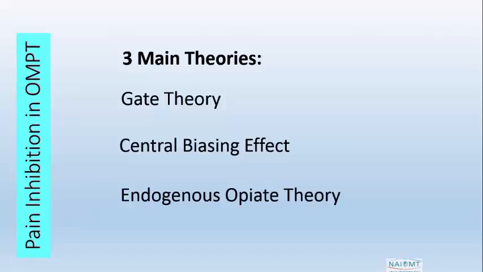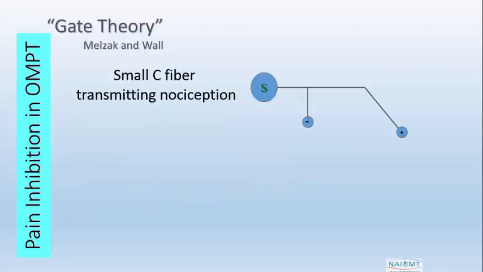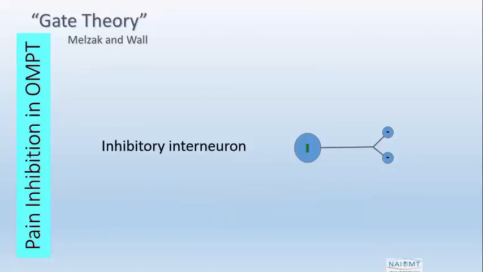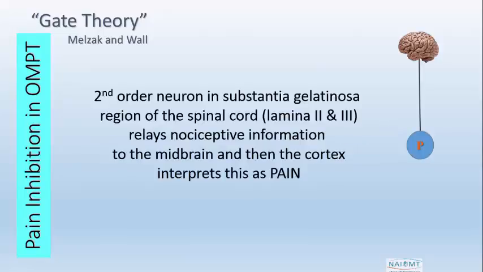The gate theory was originally proposed by Melzack and Wall. There is input to the system from small C fibers that transmit nociception. There is input from large A beta fibers which transmit touch sensation. There's an inhibitory interneuron within the substantia gelatinosa of the spinal cord in the second and third laminar layers. And there are second-order neurons which transmit pain information up into the midbrain and cortex.